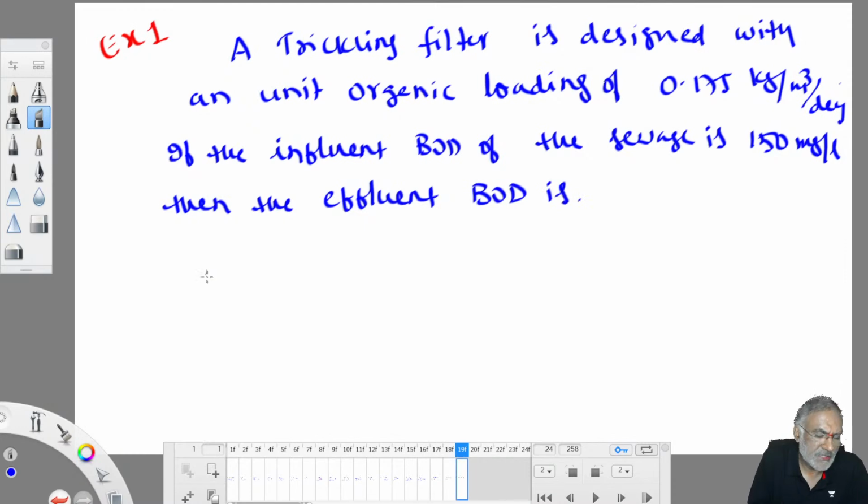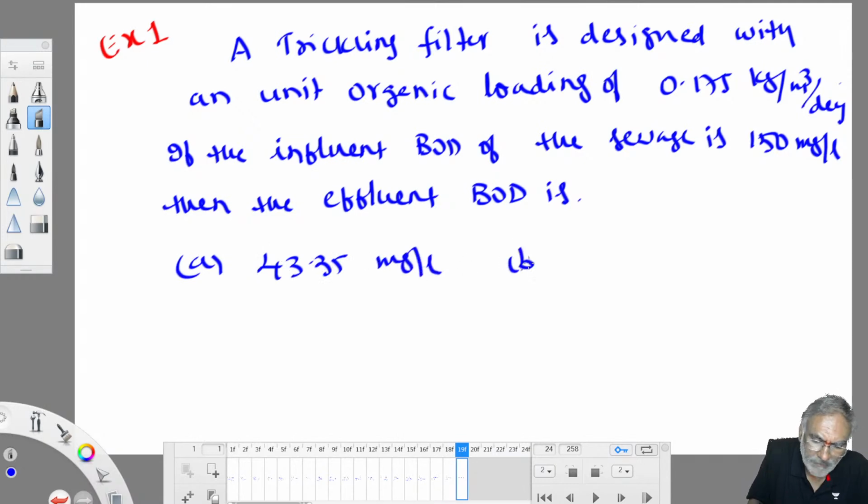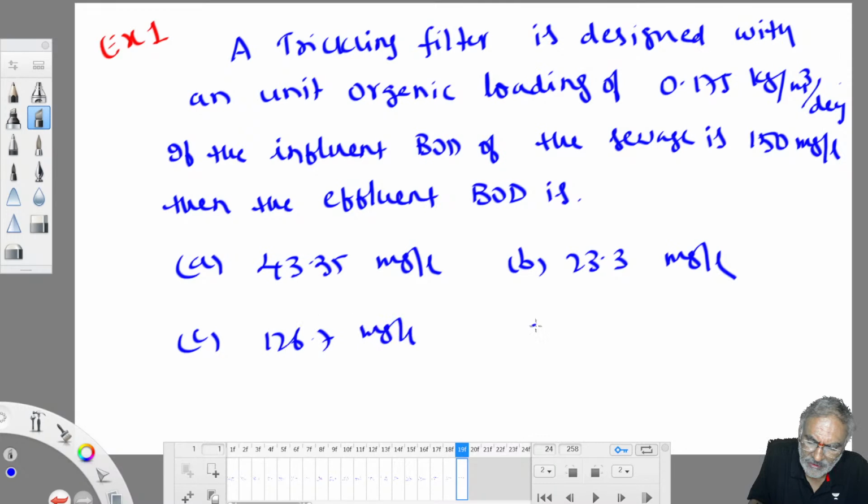He has given options: A 43.35 milligram per liter, B 23.3 milligram per liter, C 126.7 milligram per liter, D none. I think this is a competitive exam question only. Come on, work out.